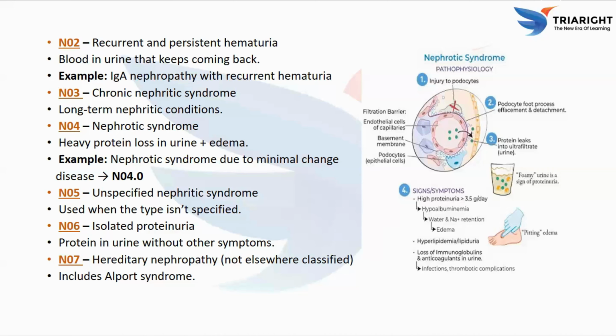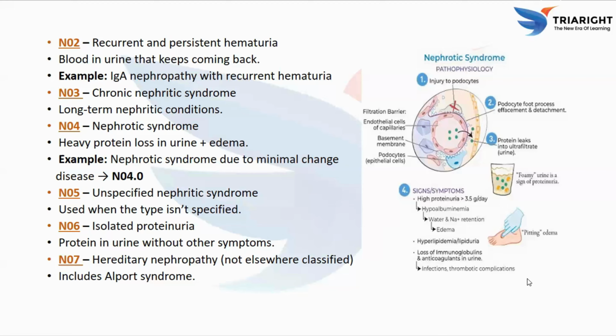You can see the pathophysiology of nephrotic syndrome on the right side. There is a picture. This is foamy urine, right? Foamy urine is a sign of proteinuria. And these are the podocytes. So these are the signs and symptoms of nephrotic syndrome.